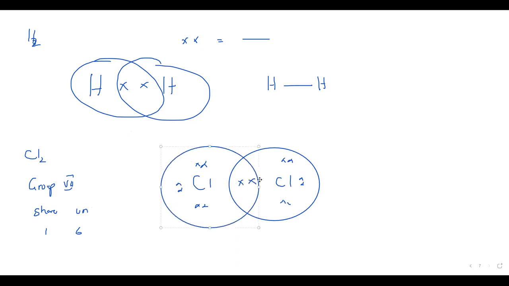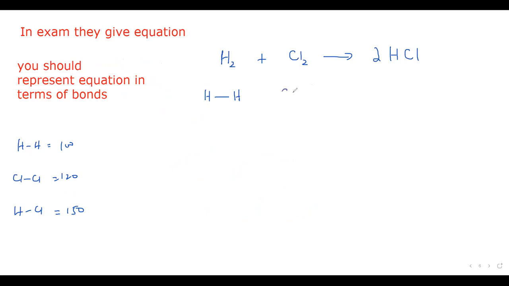And you can see there's a pair of electrons between the two chlorine atoms. So whenever there's a pair of electrons, how do we represent that pair? We represent that pair by a single line. So what is the bonding in a chlorine molecule? It is a covalent bond, a single covalent bond between the two chlorine atoms.